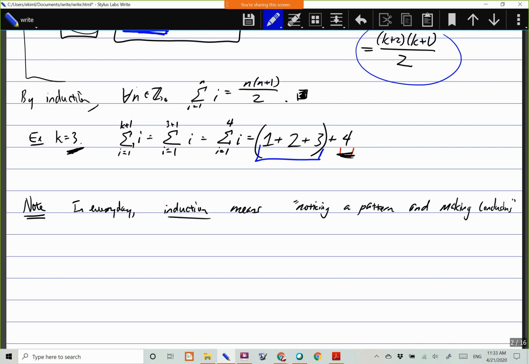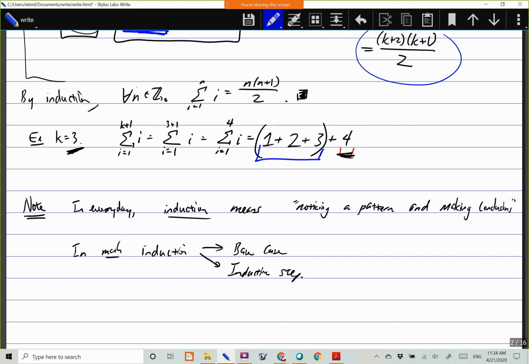So I'm just saying, every day we go out there in the world and say the word like this. But in math, induction does not mean this. In math, induction refers to this two-step process of base case and inductive step. So this is just a place to be a little careful.